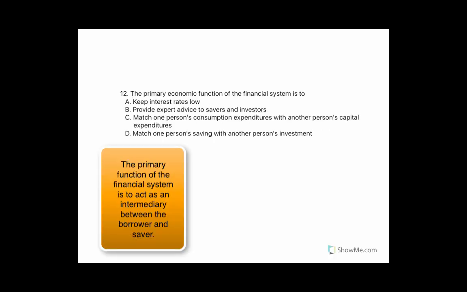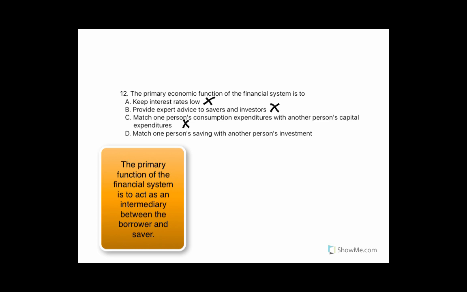Okay, the primary economic function of the financial system is... To keep interest rates low, that's not necessarily true, because in some situations interest rates will be higher or lower depending on riskiness and other things like that, right? So that's not right. To provide expert advice to savers and investors, that's not the primary function. The primary function is, let's see, to match one person's consumption expenditures with another person's capital expenditures. We don't really care that capital expenditures and consumption expenditures equal out, right? We know that consumption should be some fraction of output, but we don't necessarily know that that's the same as capital expenditures.